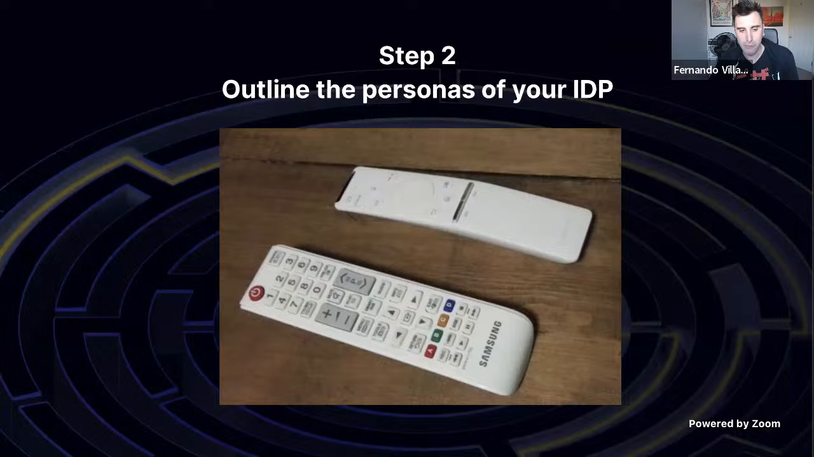And even though the remote at the bottom does so much more than the one at the top, it's just so overwhelming to touch, to look at, and to find whatever you need to do. Whereas the one at the top has the most useful features for the TV, to navigate through the menus, go up and down with the volume and all of that. And this is a good example of what I mean by creating the personas of your IDP.